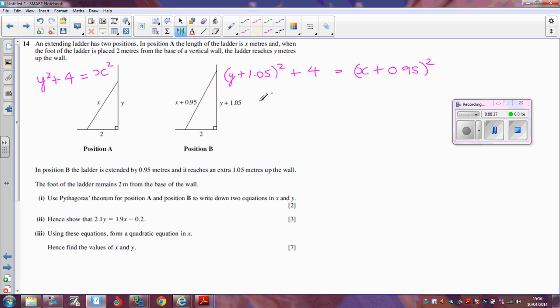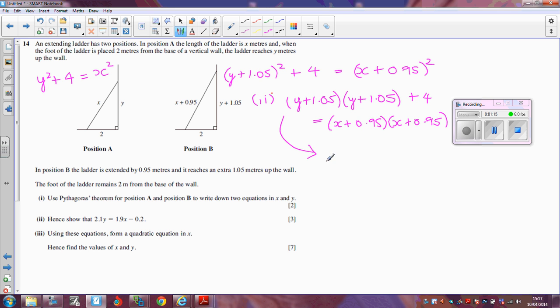Part 2 says, show that 2.1y is 1.9x minus 0.2. So I need to get these two together somehow. Now the first thing I'm going to do is remove the brackets over here. So remember, when I square a bracket, I've got to think of it as the bracket multiplied by the bracket again. Don't just square the individual terms. So that plus 4 is going to equal this bracket squared, which is x plus 0.95 multiplied by another x plus 0.95. It looks a bit horrible, but I'm just going to remove the brackets bit by bit.